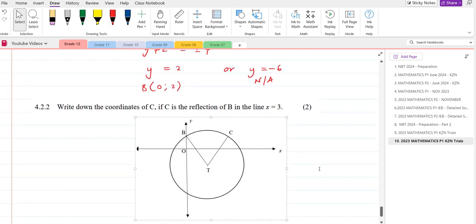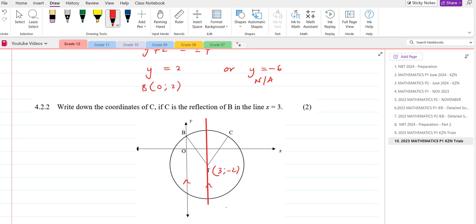Now, it's a reflection. What were the coordinates of T? The coordinates of T were (3, -2). Now it's a reflection about the line x is equal to 3. So x is equal to 3 is a vertical line which is parallel to the y-axis. Now x is equal to 3 is here, and point B was (0, 2), right? So the distance from here to there is 3, and the distance from there to there will also need to be equal to 3.